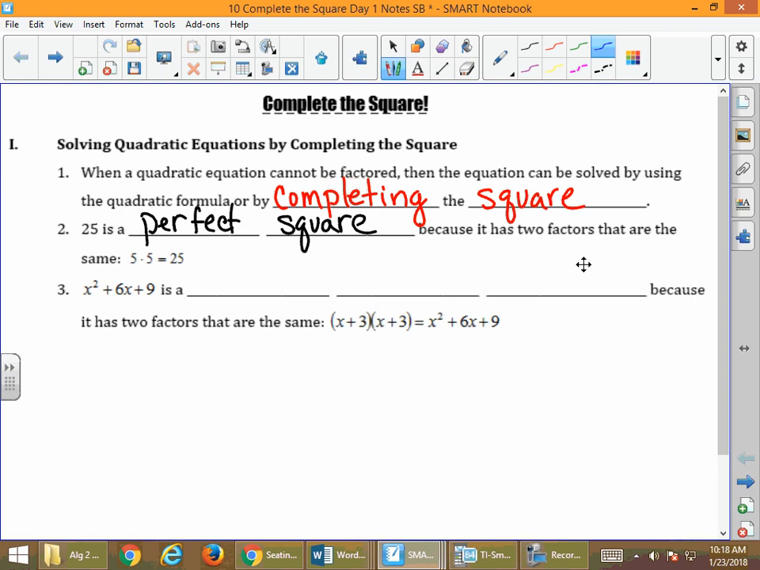But there's also something called a perfect square trinomial, like x squared plus 6x plus 9. Remember trinomial, like tricycle? Tricycle has 3 wheels. Trinomial has 3 terms. X squared is a term, 6x is a term, 9 is a term. And all that a perfect square trinomial is, is it has 2 of the same factors. X plus 3, x plus 3.